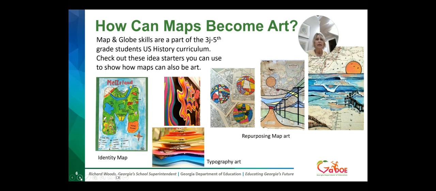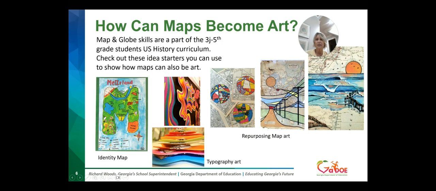Looking at ideas that you can use to show this. Over here I've listed an identity map, and again using the key and the rose compass. And then this one can be tied into color studies using more studies of topography, but then you can incorporate shape and color within that.